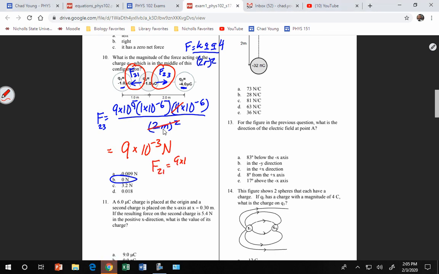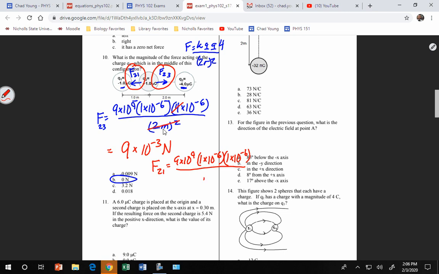9 times 10 to the 9th. Q2 was 1 times 10 to the minus 6. No negative. Q1 was 1 times 10 to the minus 6 divided by, let's see, I have something messed up here. What am I doing?